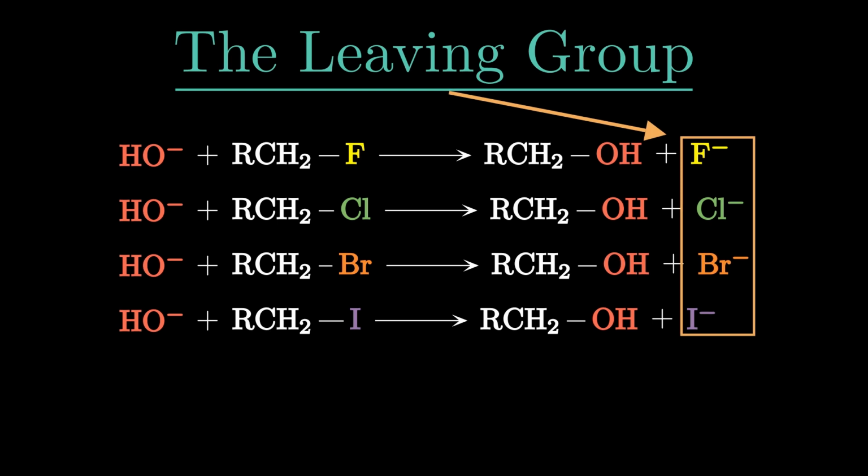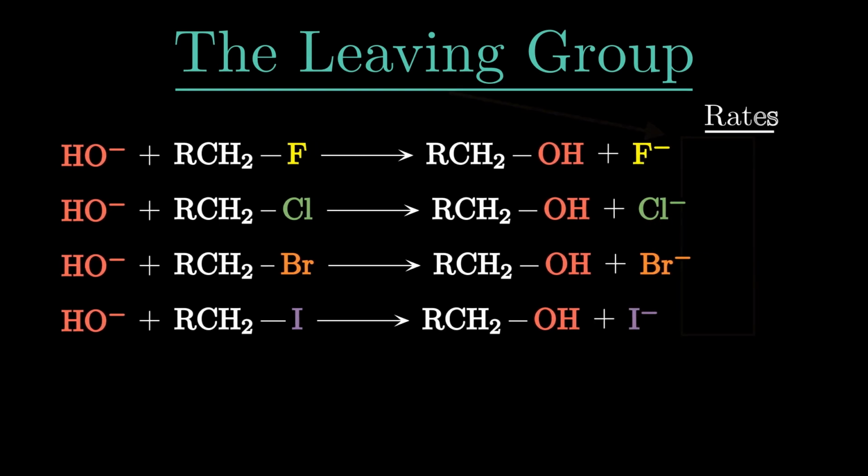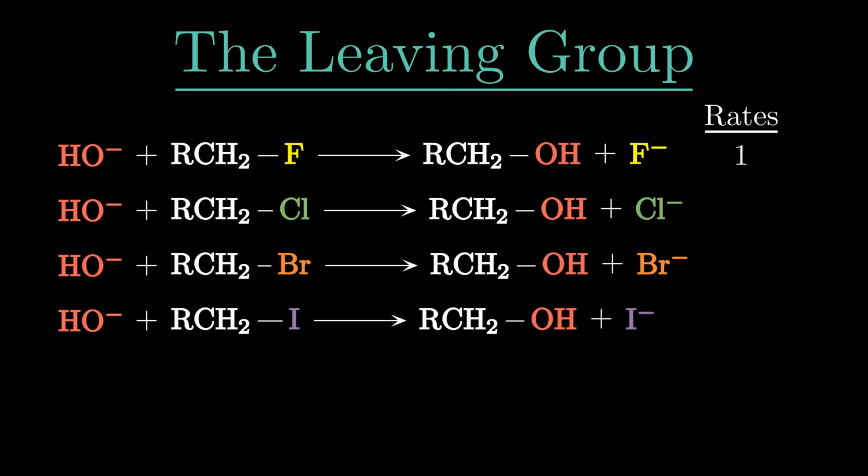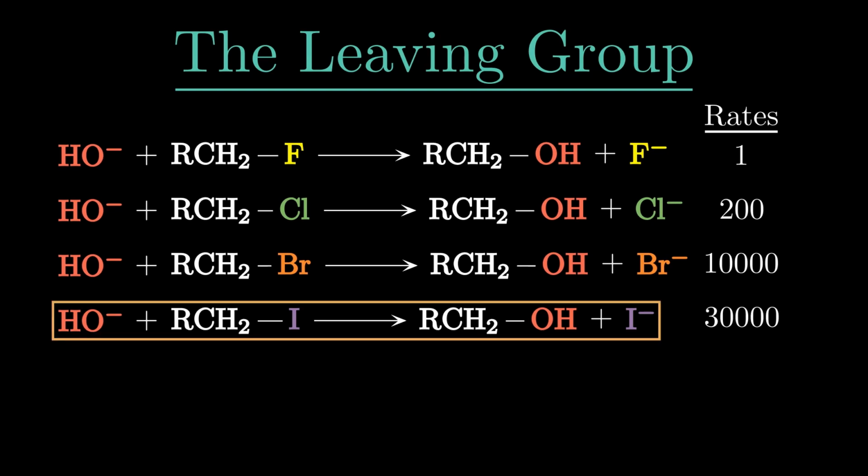To answer that, I will bring in the relative rates of these reactions. The slowest is the reaction with fluorine, which is given a value of 1, and the others are adjusted accordingly. By this measure, the rate of the reaction with iodine is 30,000 times faster than that of fluorine. The higher the rate, the easier it is for the halide to leave, and therefore the better leaving group it is, but why is iodine the runaway winner?